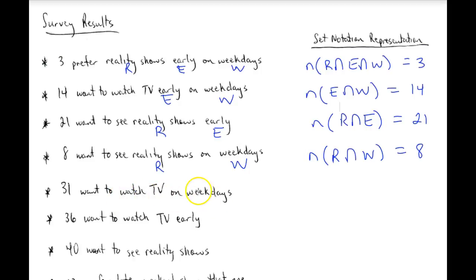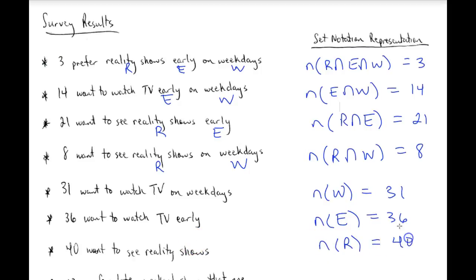From there, we see that we have a total of 31 people who want to watch TV on weekdays. And of course, that was just our set W. So the cardinality of set W is 31. We see that 36 people want to watch TV early, so the cardinality of set E is 36. 40 people want to watch reality shows, so the cardinality of R is 40.